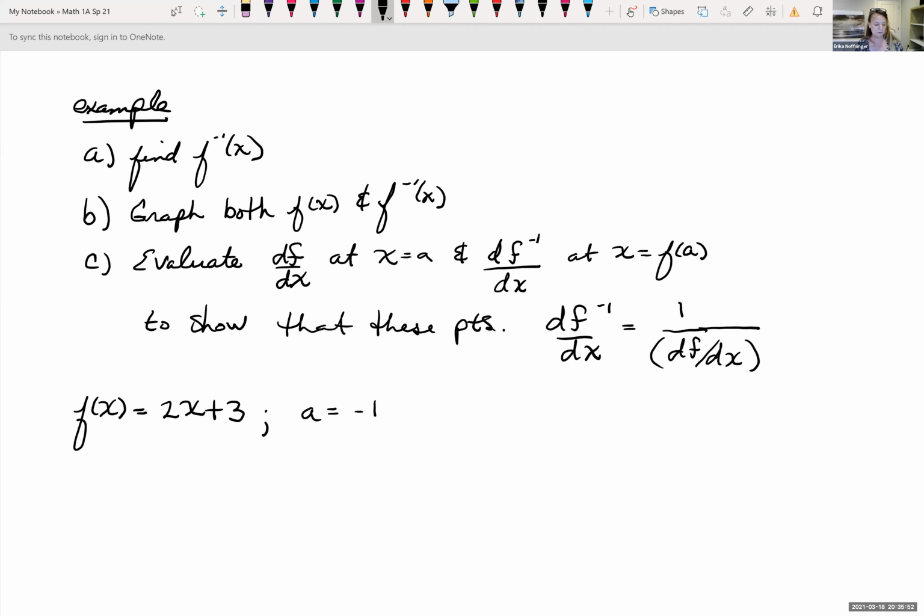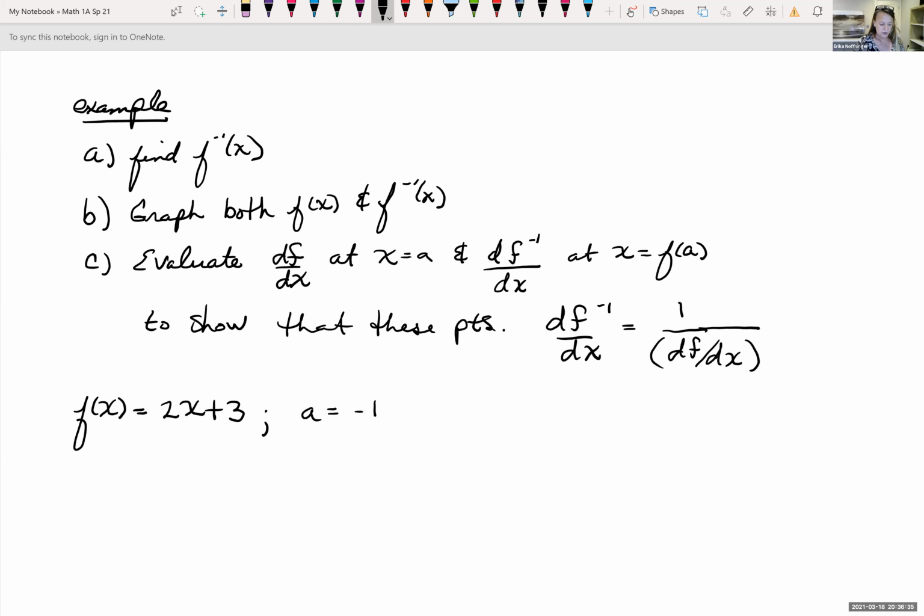Okay, so pulling an example from the book, we're looking at finding the inverse function, graphing both the function f of x and its inverse, and evaluating the derivative of f with respect to x at some value x equals a. In our case, a is -1. And our function f of x is 2x plus 3. And we're going to find the derivative of the inverse function at x equals f of a, so the y value when x was a, and show that the derivative of the inverse function with respect to x is 1 over the derivative of our function.